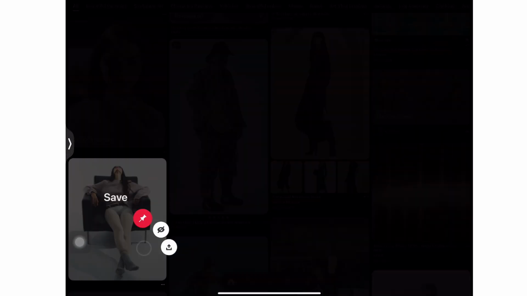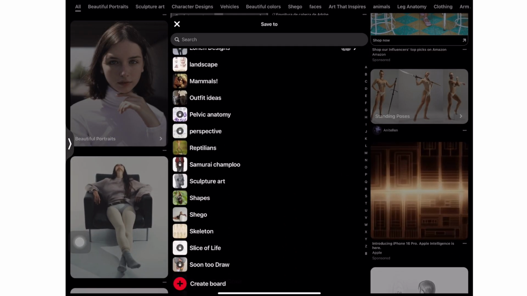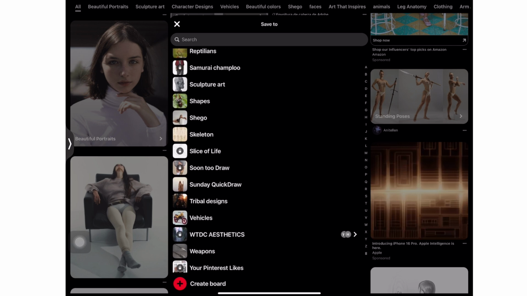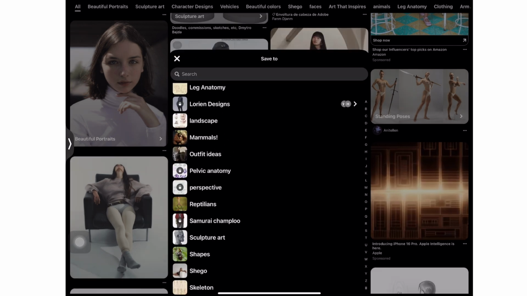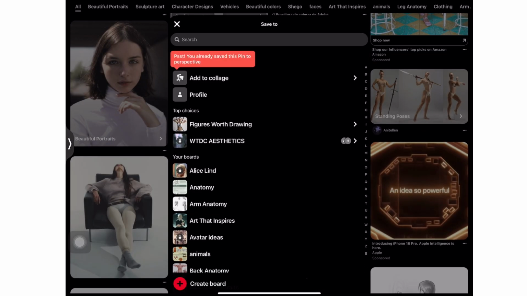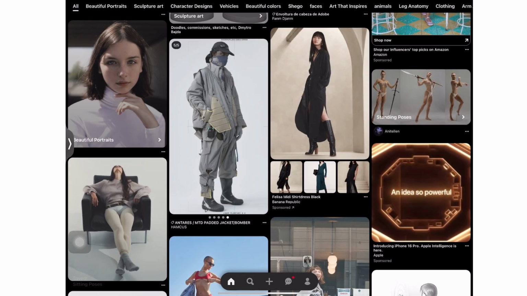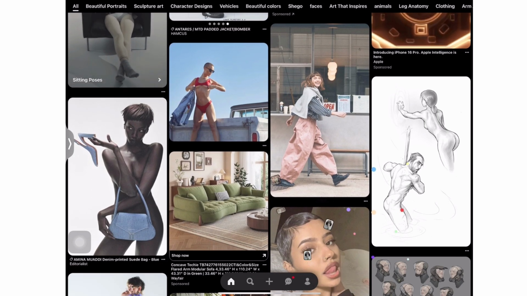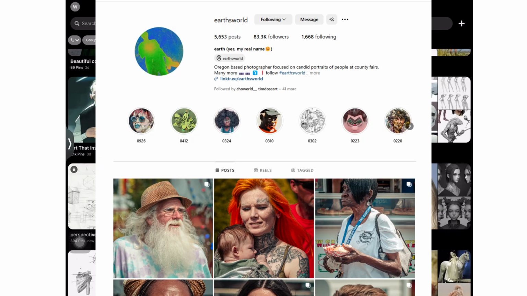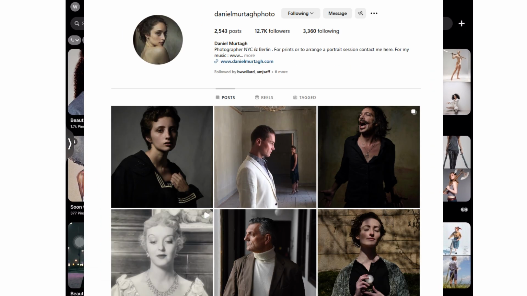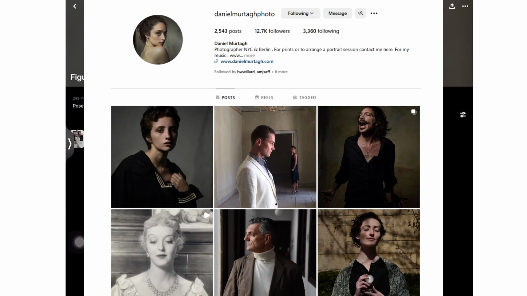I recommend looking on Pinterest or Instagram to find some really good references for free. I'd actually recommend using photographers' Instagram pages where they set up most of the composition for you, so all you really have to do is focus on applying theory. Pages like Earth's World and Daniel Mertag are some good choices, for instance.